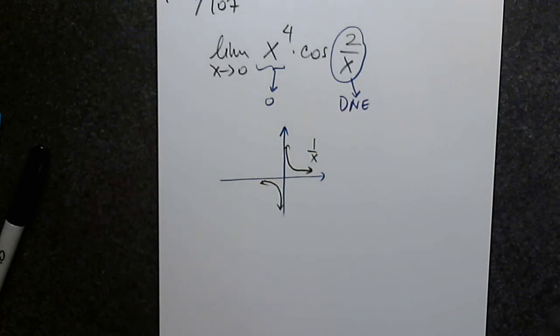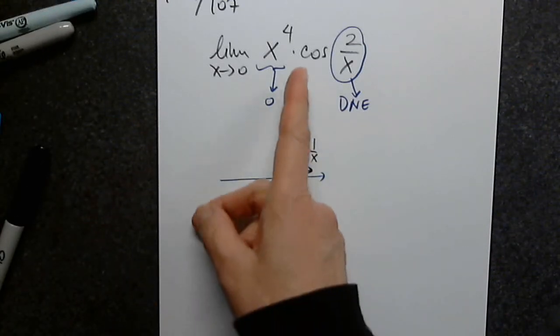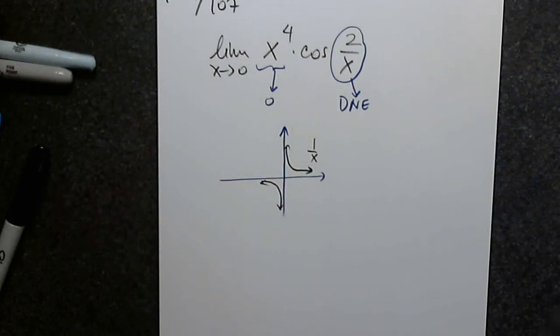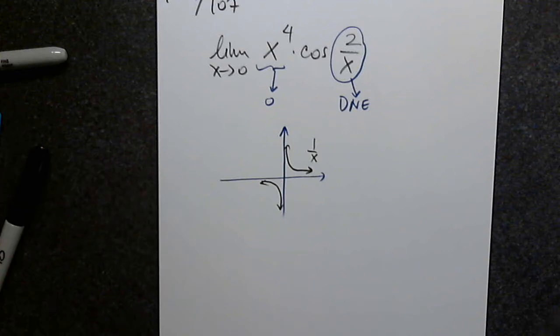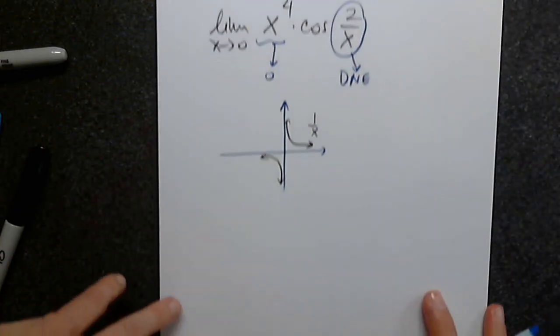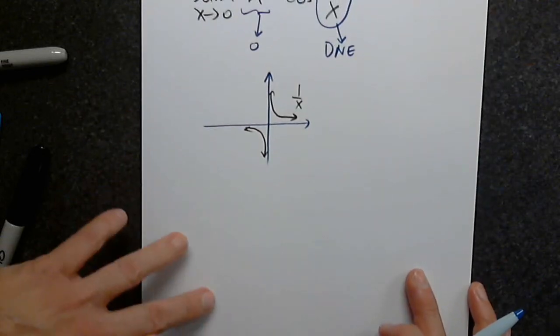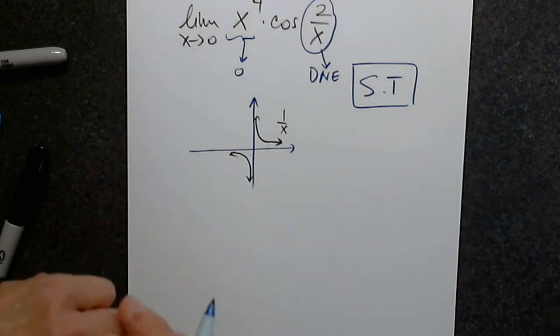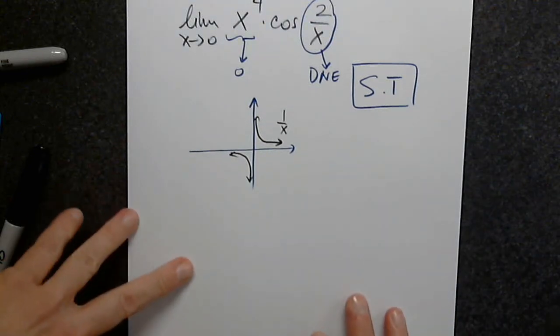So what is 2 over x? Where is 2 over x going? I have no idea. And now I'm asking you, what is cosine of I have no idea? Exactly. Excellent answer. That's the correct answer. So my only escape is the squeeze theorem. My only chance.